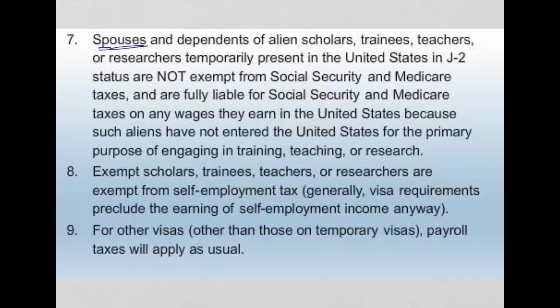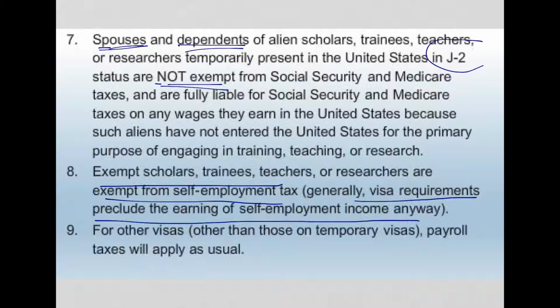That exemption from Social Security does not apply to the spouses or dependents if they're on a J2 status, because they're not exempt. Okay. And there might be some exceptions to that, so you have to read through that. Number 8, exempt scholars, trainees, teachers are also exempt from the self-employment tax. And as it says here, that's really cool, except usually they're not allowed to be self-employed, so it wouldn't matter.